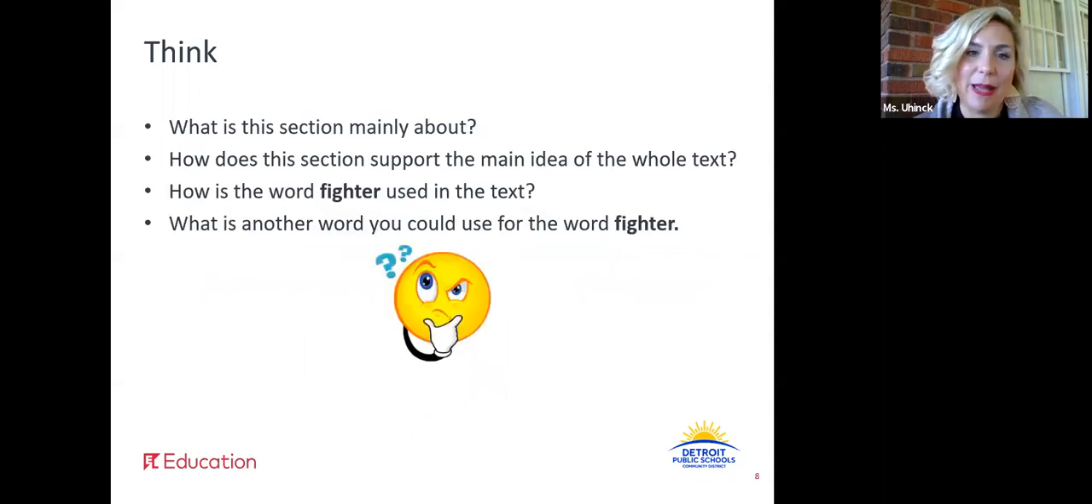Here's what I want you to think about. First, what is this section mainly about? And how does this section support the main idea of the whole text? Remember I told you we can use the context of what is happening in that text to help us. Go ahead and pause this video, and I want you to think about what the section is mainly about and how the section supports the main idea.